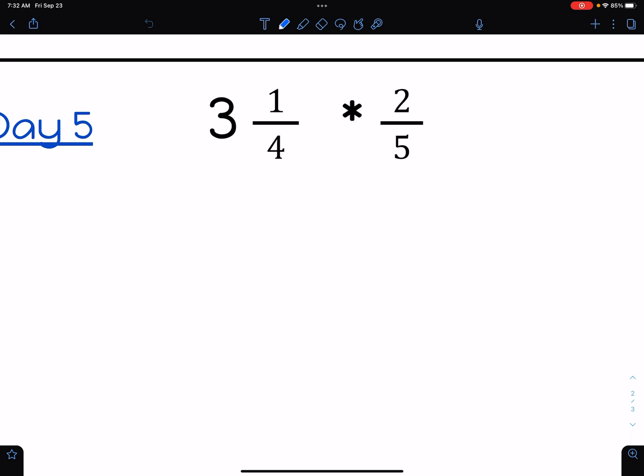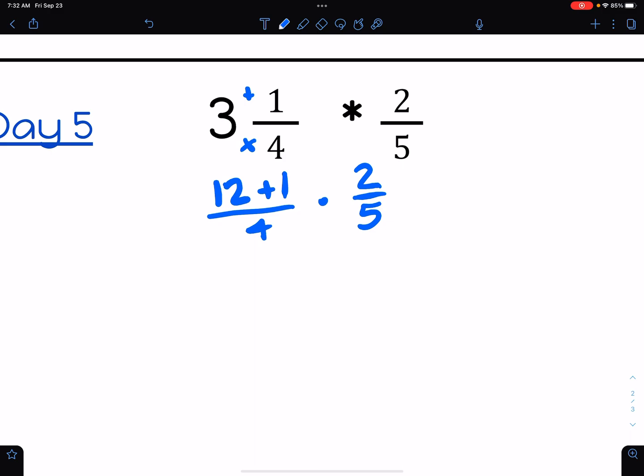Now remember, in order to multiply, you have to make this an improper fraction. So I'm going to do 3 times 4, which is 12, plus the 1, all over 4, times 2 over 5. 12 plus 1 is 13 over 4 times 2 over 5.